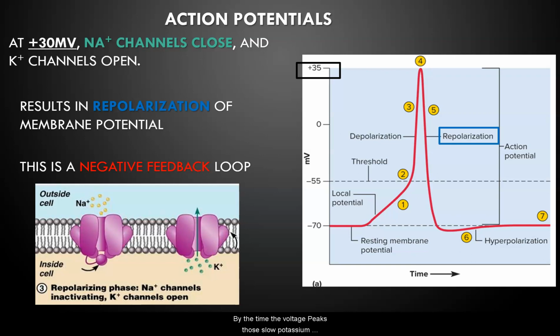By the time the voltage peaks, those slow potassium channels that we talked about are now fully open. And what happens now is potassium ions are repelled by that positive intracellular fluid, and now they exit the cell. And their outflow repolarizes the membrane, which means you see this shift back to negative. This is a negative feedback loop.